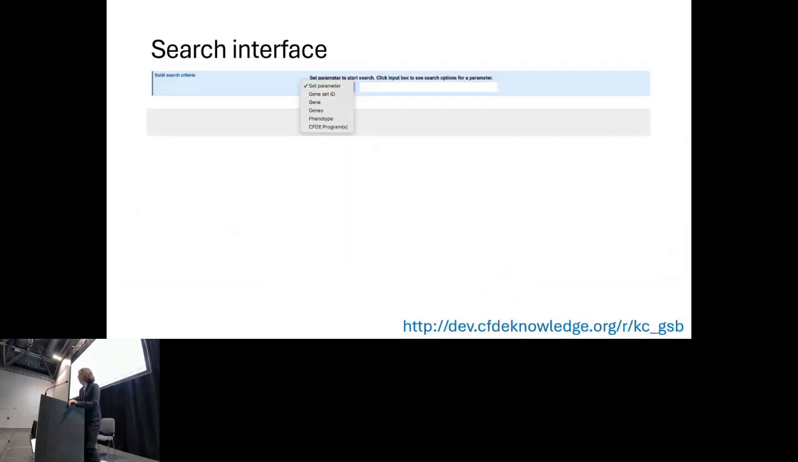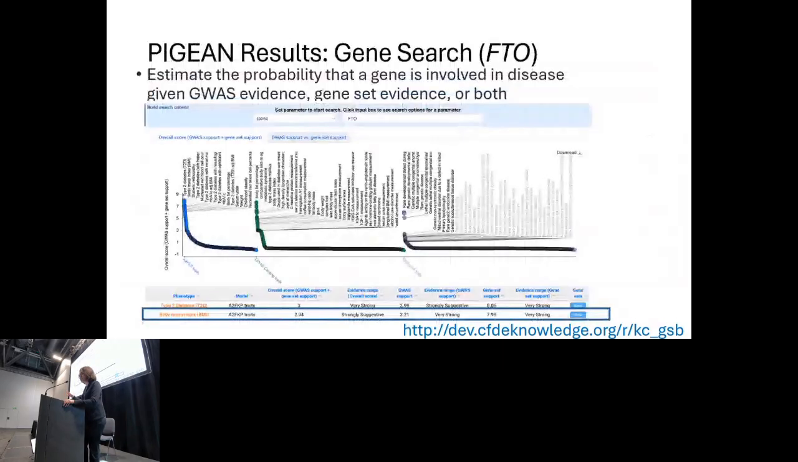To start, I'll take you through the search interface. You can select what you want to search for, be it an individual gene, a couple of genes, a phenotype, CFDE program, or a gene set ID. And here's an example of the types of results you can get.